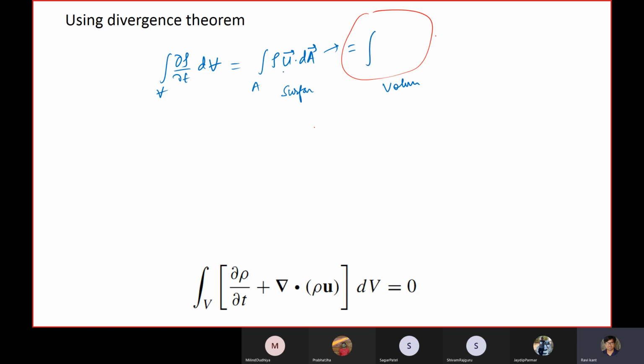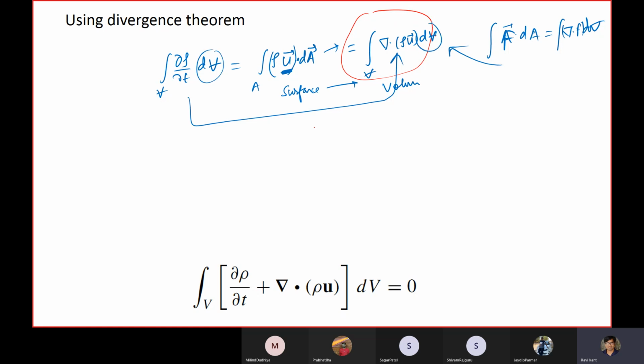In what fashion? This whole thing is the quantity you are looking at, the vector field or tensor field. So it becomes ∇ · (ρu) dV. Remember, you are going to change your surface integral to a volume integral in this fashion. Any vector field f, the surface integral of f · dA equals the volume integral of the divergence of f dV. Do you remember? We do that often. Now we are in some shape. So now this thing is equal to this, and you have dV terms.